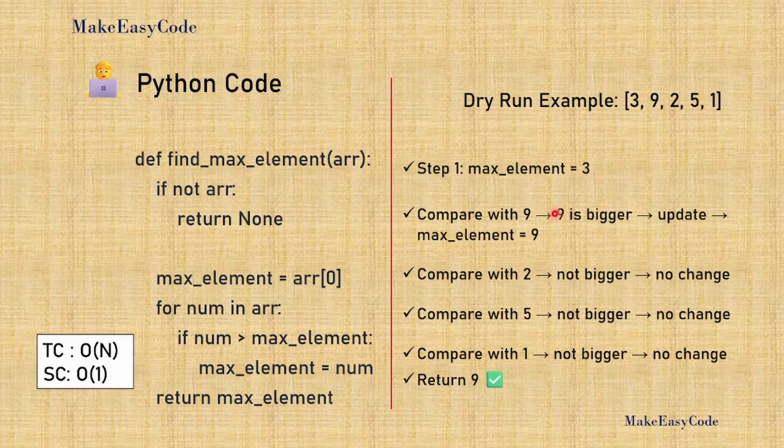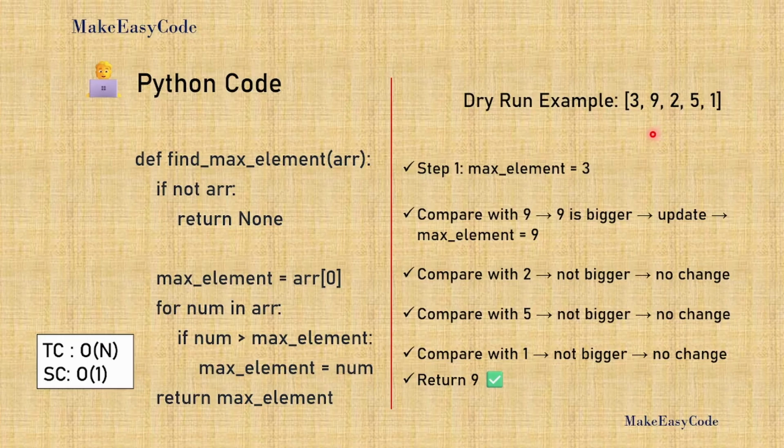So now we'll compare the 3 with the 9, like if num is greater than max element. For max element I have taken array of 0, that is 3, and num is each of the elements. So now I'll compare 9 with 3. By comparing we can see yes, 9 is bigger than 3, so we have written max element equal to num, meaning the max element is 9 now.